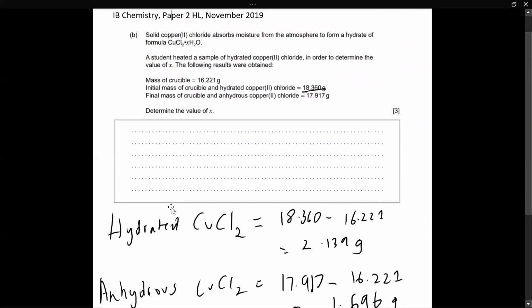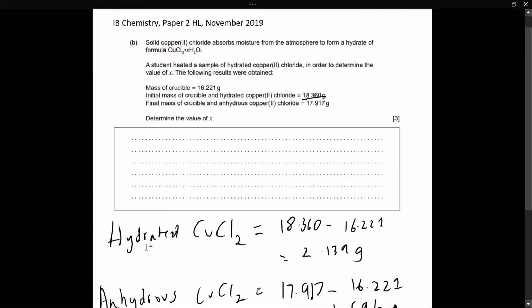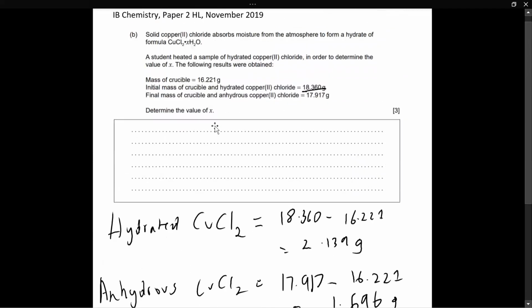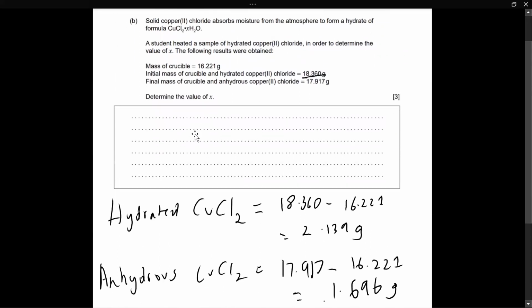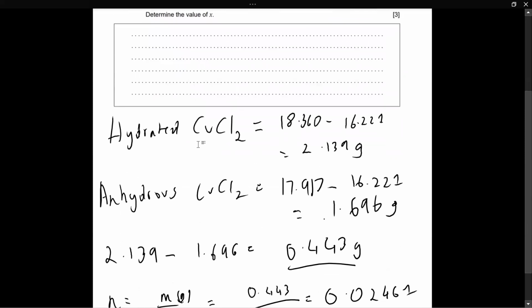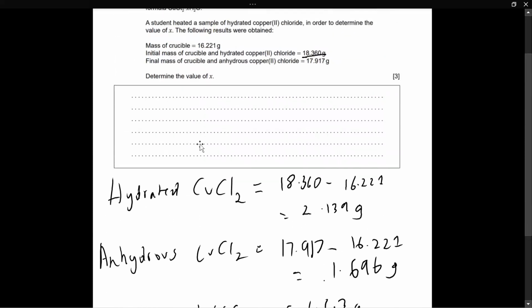Now, what do we do with this information? If you have watched my previous videos where I talk about how to calculate the empirical formula of a substance, we have to apply the very same logic over here. In order to find out this X, we need to find out the ratio of the number of moles of water to the number of moles of copper 2 chloride.